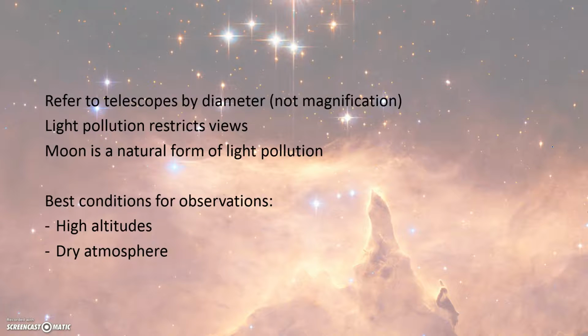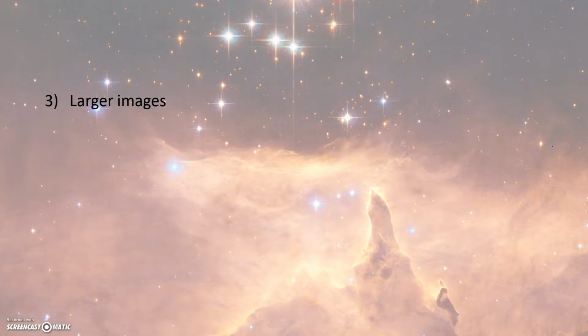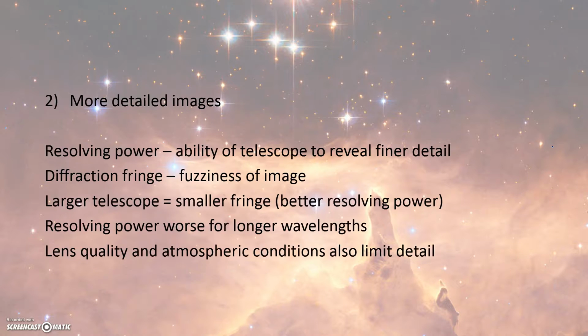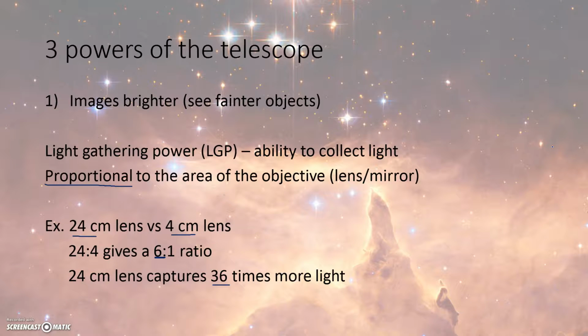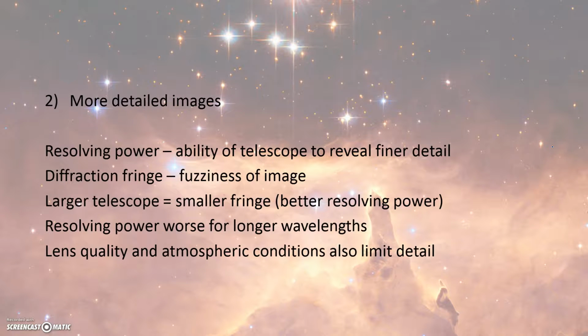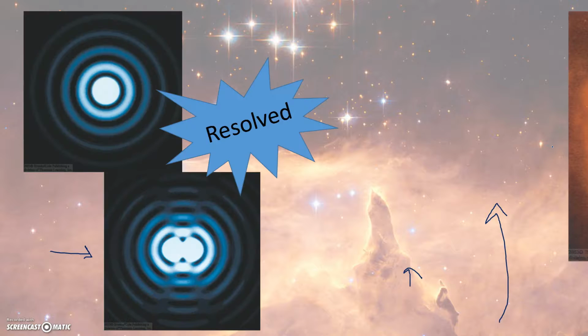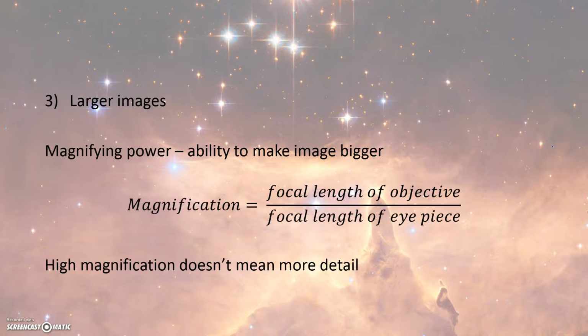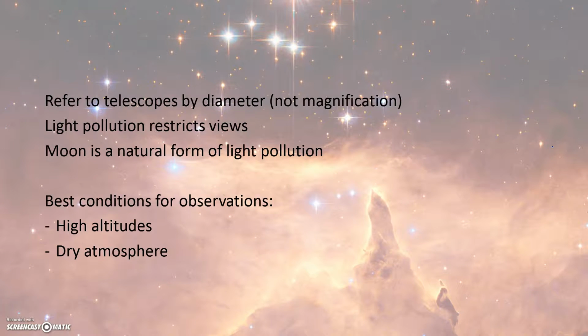When we talk about telescopes, we talk about them in terms of diameter, not magnification. The reason we do that is because both the brightness of the image and the detail of the image depend on the diameter of the telescope and not the magnification.